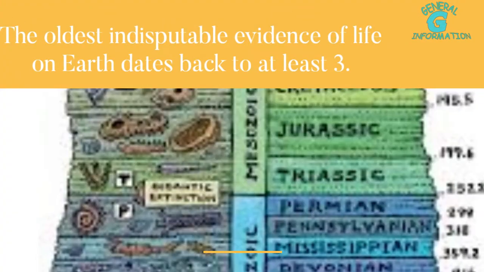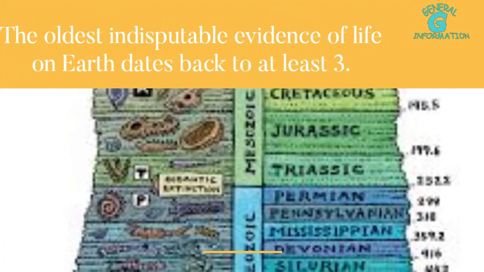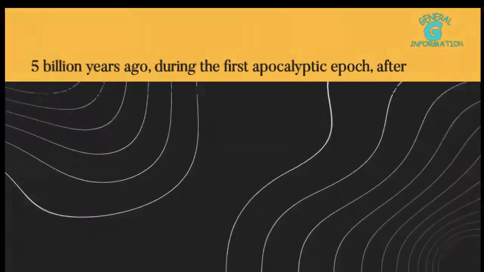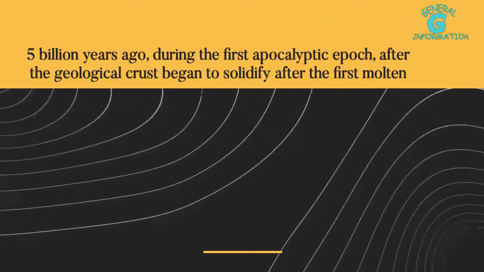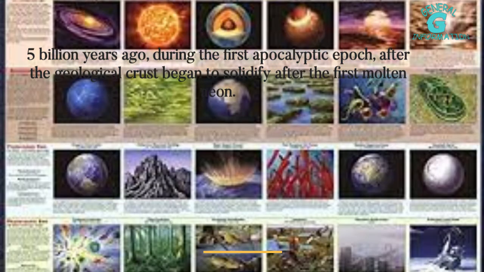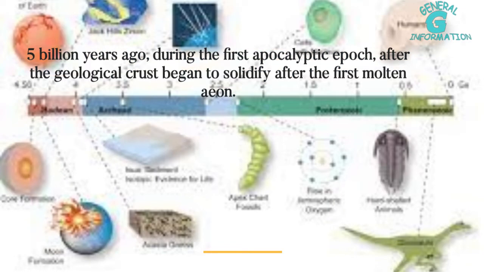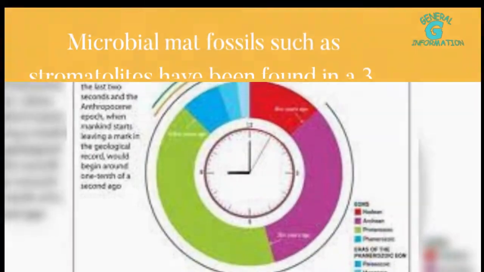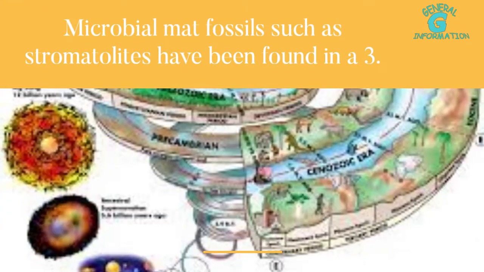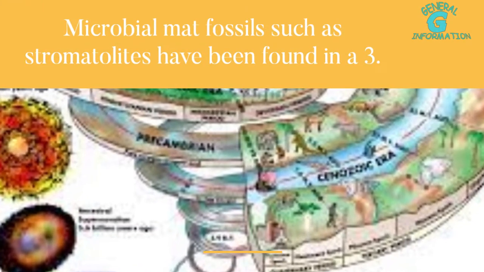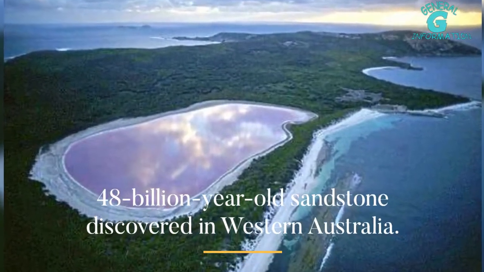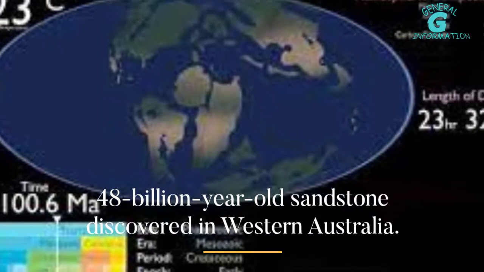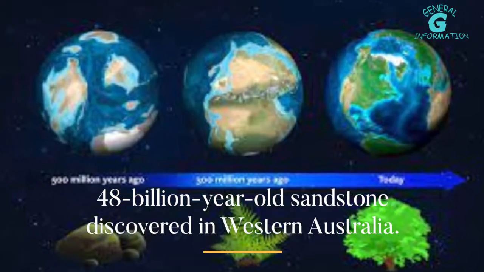The oldest indisputable evidence of life on Earth dates back to at least 3.5 billion years ago, during the Eoarchean epoch, after the geological crust began to solidify after the first molten eon. Microbial mat fossils such as stromatolites have been found in a 3.48 billion-year-old sandstone discovered in Western Australia.